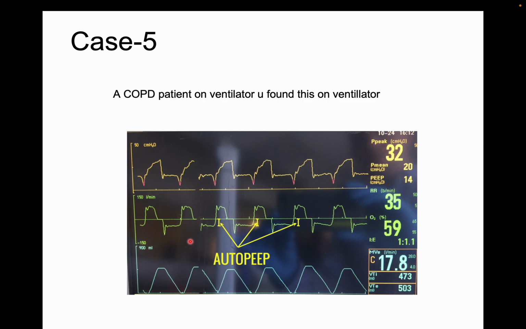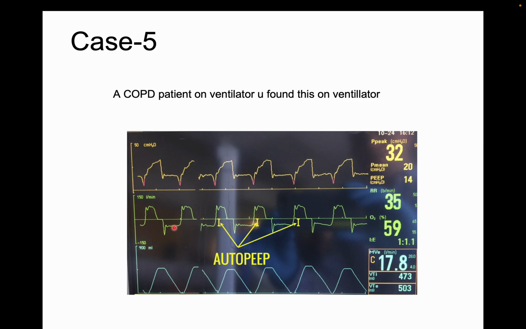So with this auto PEEP, what do you do in this patient? You decrease the respiratory rate and decrease the IE ratio. If you have put the IE ratio at 1:1 or 1:1.5, increase it to 1:2. Here the IE ratio is 1:1.1. You increase it to 1:2 or 1:1.8 or something, so it will give better time for expiration. You decrease the respiratory rate also. If there is any bronchospasm, you need to give bronchodilators and steroids also. If still not possible, you need to sedate the patient. So this is the auto PEEP.